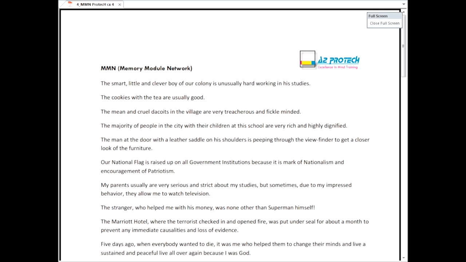अब आया क्योंकि अब "is" आया, तो इसका complement क्या है? Peeping. Verb आ गया. अब verb के बाद preposition आया "through", तो verb, preposition and the noun. What is the noun? The viewfinder.